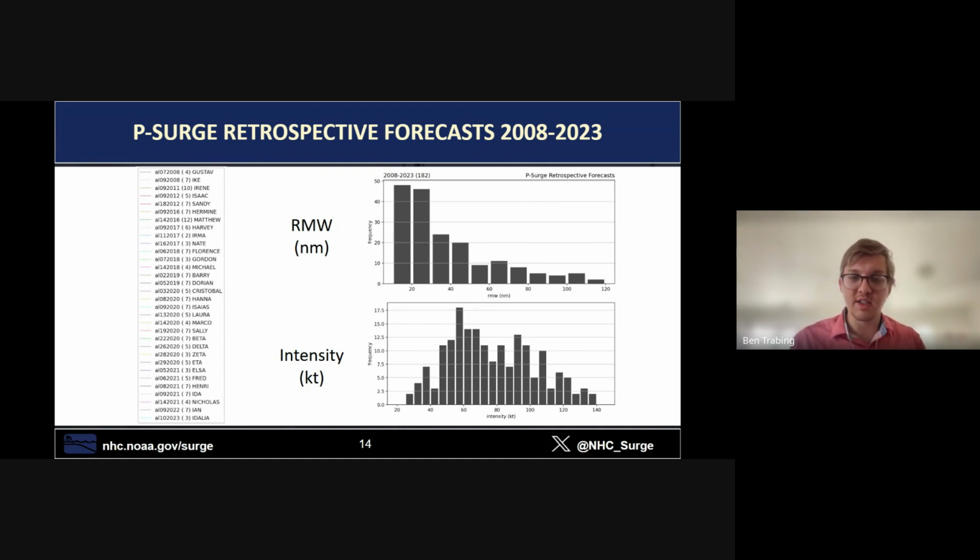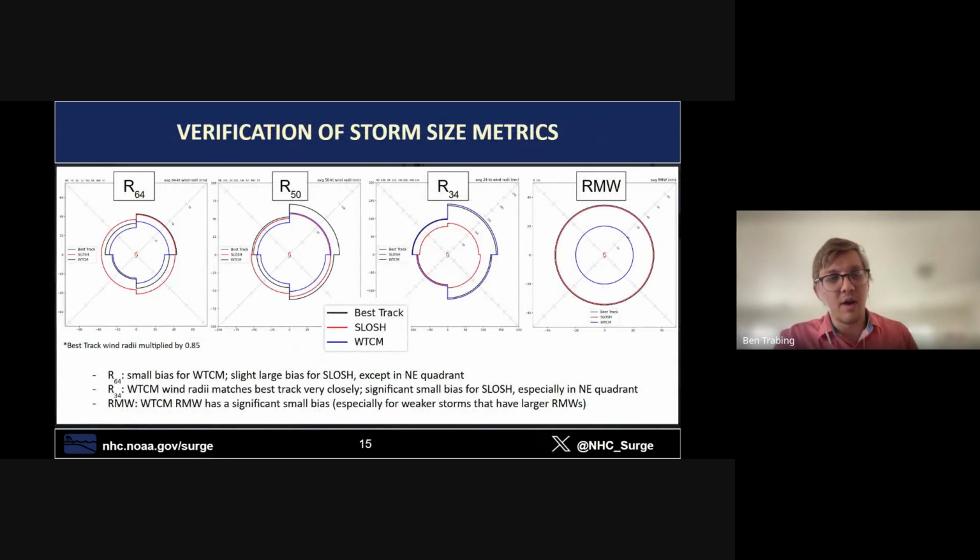And then if we go to the next slide, we can see how well these actually compare. On the left here, we have the radius of 64 knot winds, 50, 34, and then on the right is the radius of maximum wind. And these are the different mean values for the best track in black, the slosh wind field in red, and then the WTCM in blue.